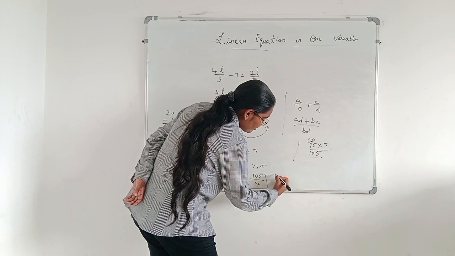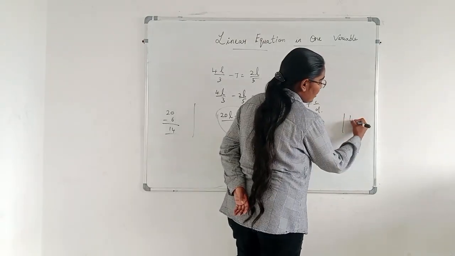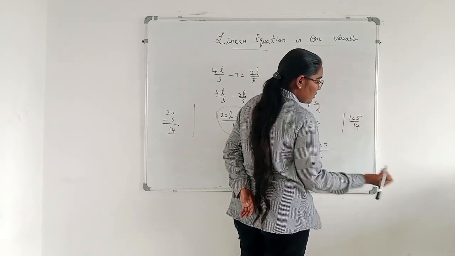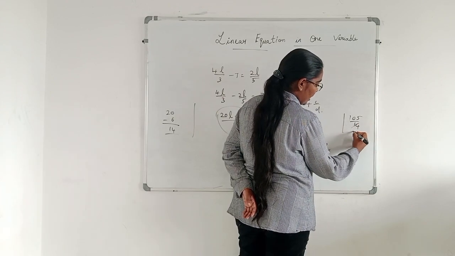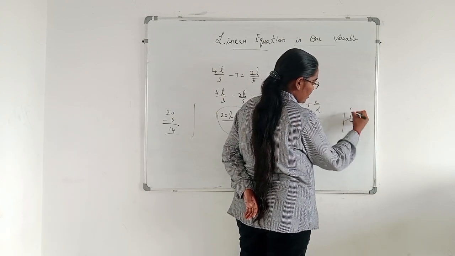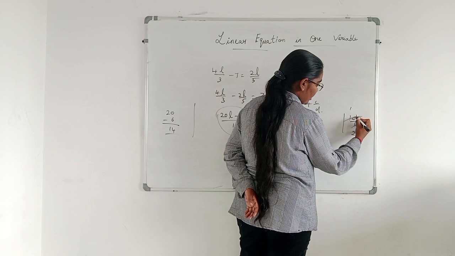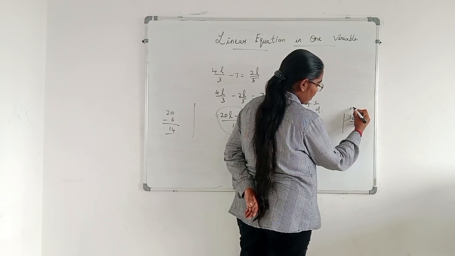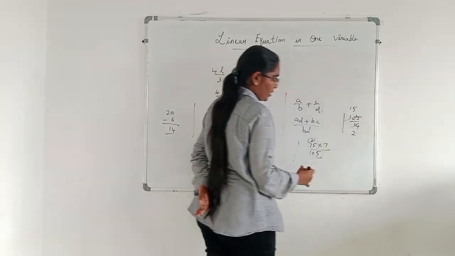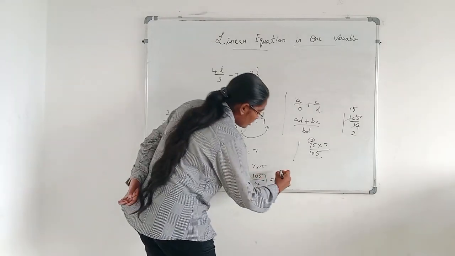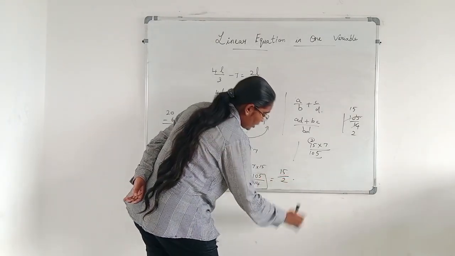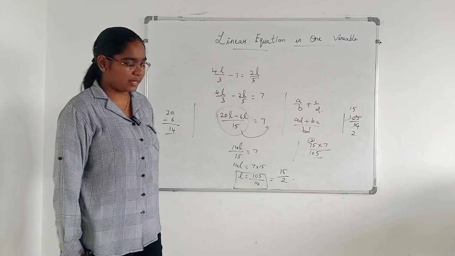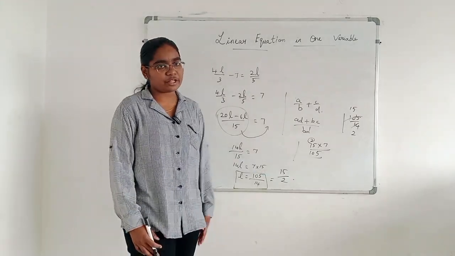If we are further simplifying, this 105 divided by 14, it will come in 7 table 2 times. This 105 is 1 time, 70, 35. 35 means in 7 table 15. So your final answer will be 15 by 2. Okay, by further simplification. Right. So the value of L is 15 by 2.